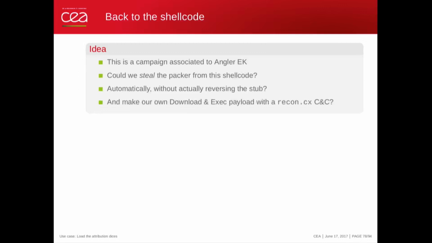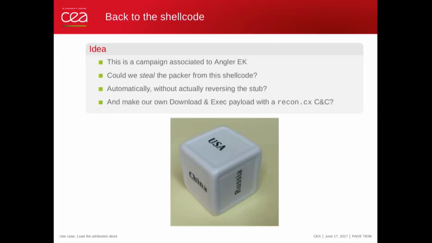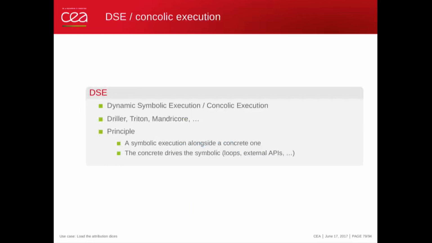And moreover, can we make our own download-exec payload with a REcon URL? And the answer is yes. So how do we do this? We use what is called dynamic symbolic execution, or concolic execution. This is not something we invented. The principle is quite easy. There is just a symbolic execution which runs alongside a concrete one. Okay, and the concrete one helps the symbolic execution to deal with loops and external APIs.